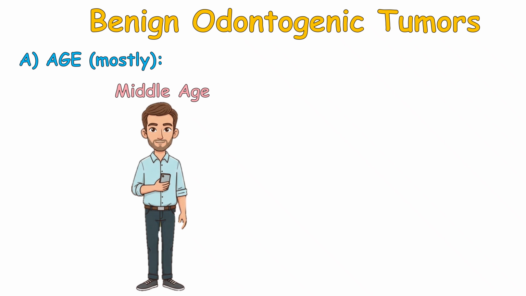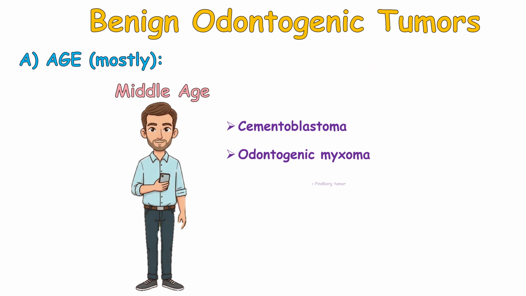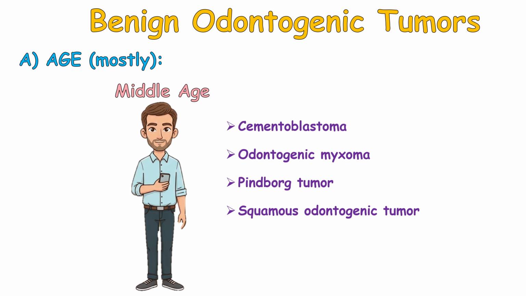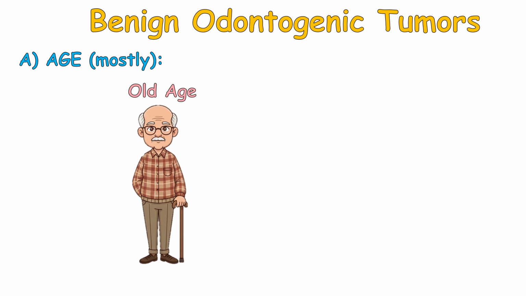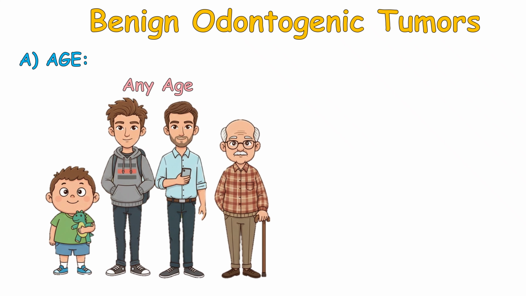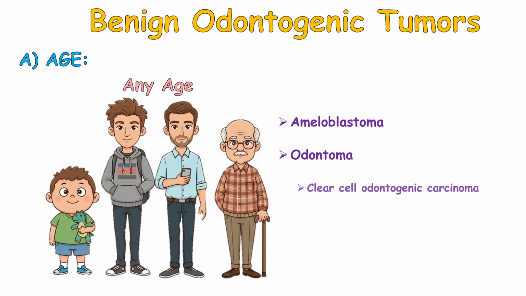For middle age group, here middle age comprises the second or third decades, mainly cementoblastoma, odontogenic myxoma, pindborg tumor, otherwise called calcifying epithelial odontogenic tumor, then squamous odontogenic tumor. Here the tumor mostly seen in old age is ameloblastic carcinoma. Some tumors can occur at any age. These are ameloblastoma, odontoma, clear cell odontogenic carcinoma.